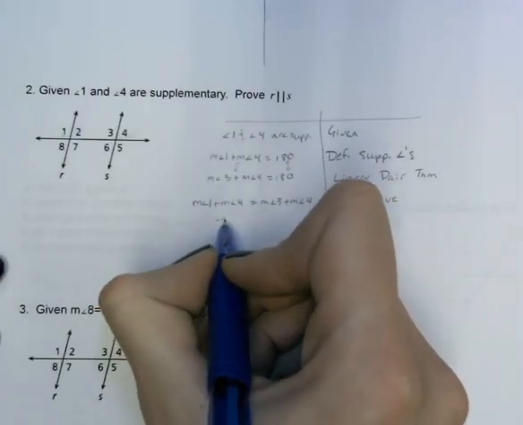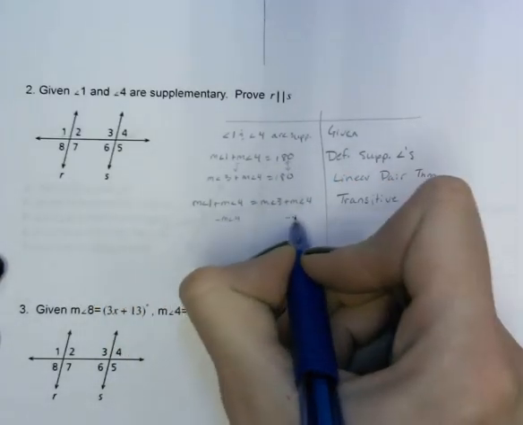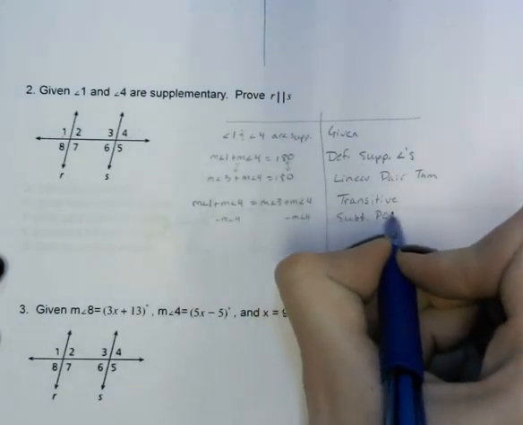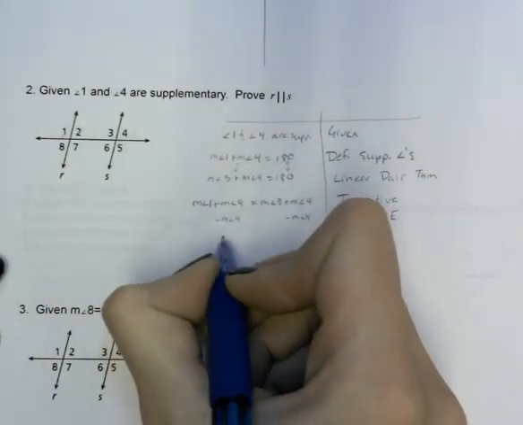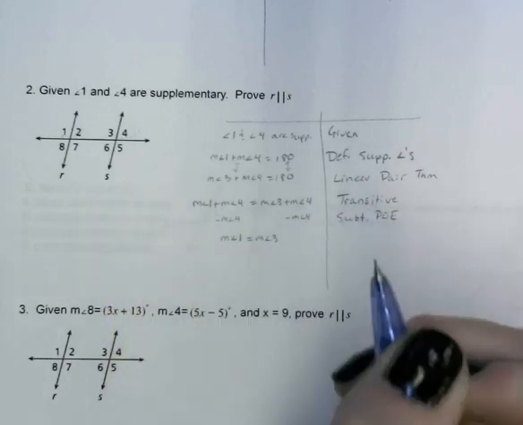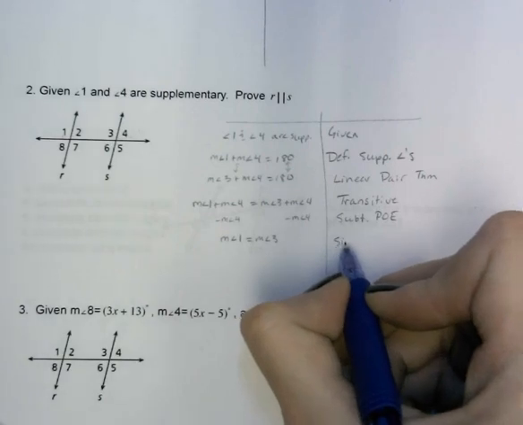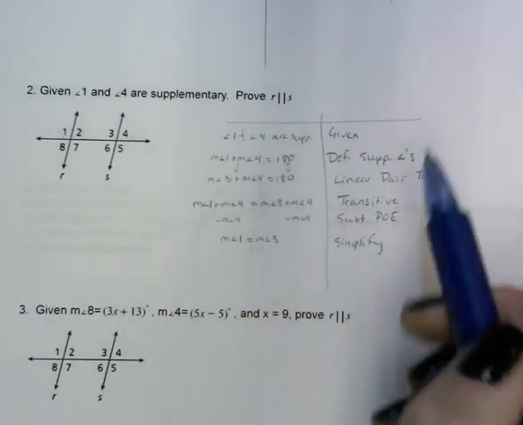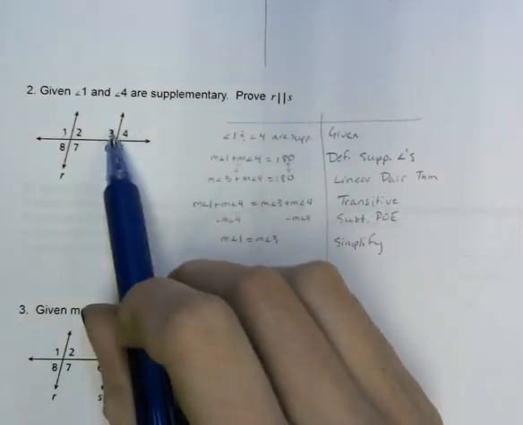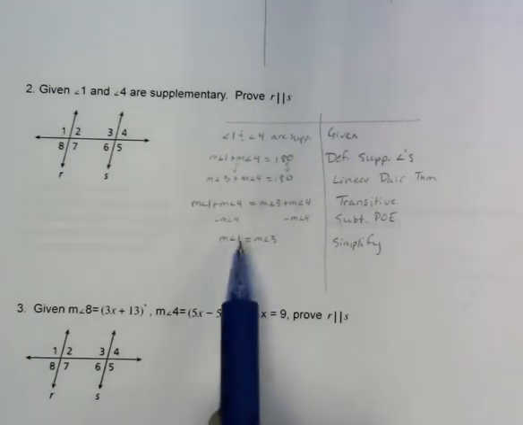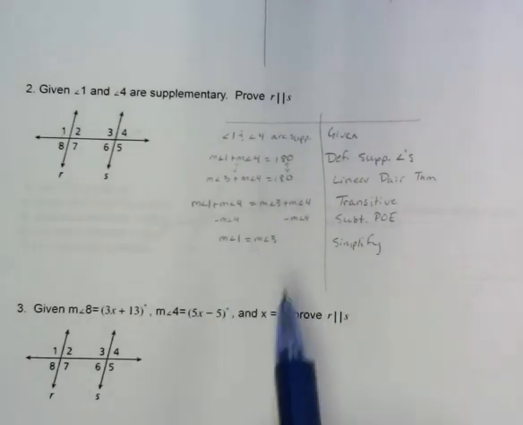I could get rid of that if I subtract it off using the subtraction property of equality. So then I've got the measure of angle 1 equals the measure of angle 3, right, when I simplify. So what kind of angles are 1 and 3? Oh, those happen to be corresponding, right? If I show corresponding angles are congruent, I've shown that R is parallel to S.